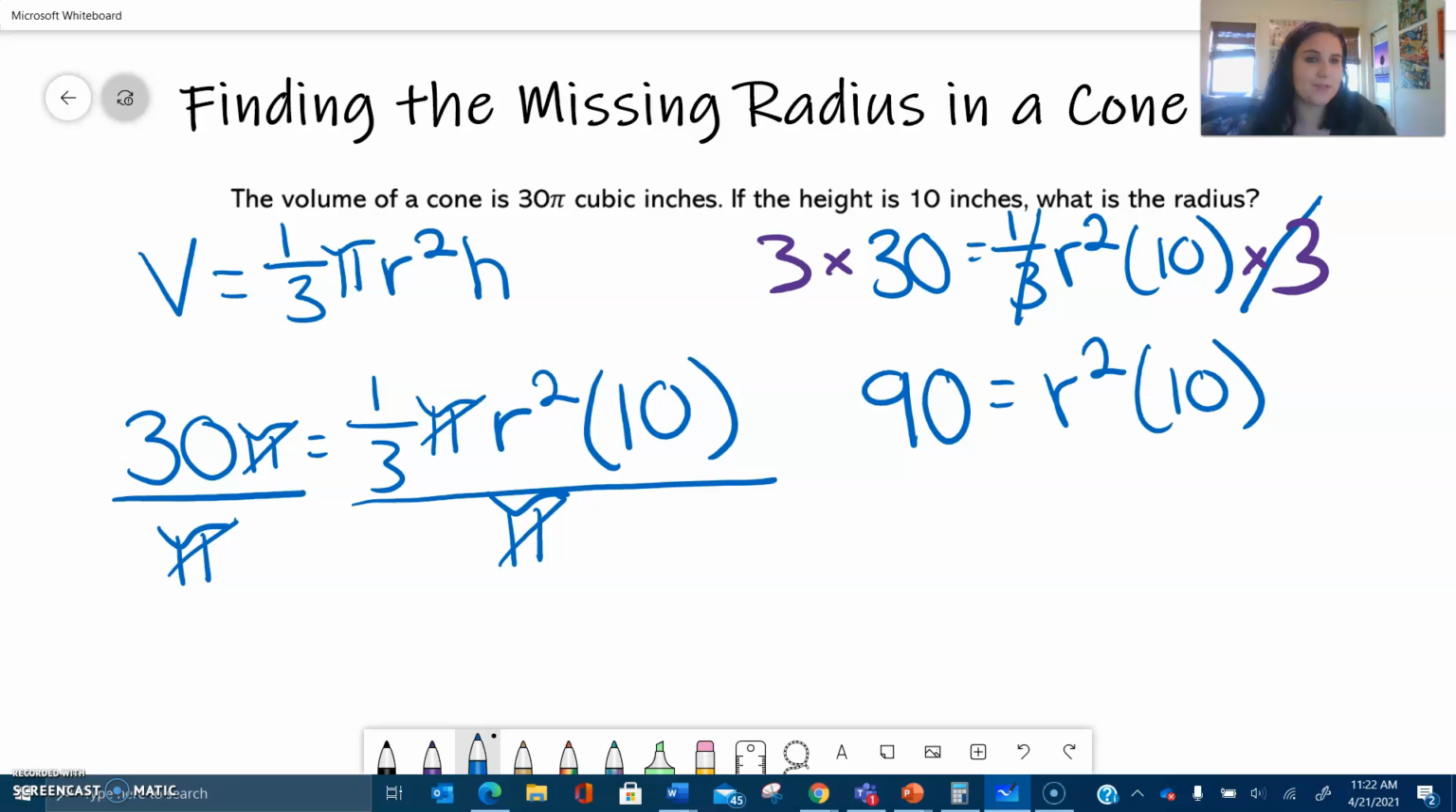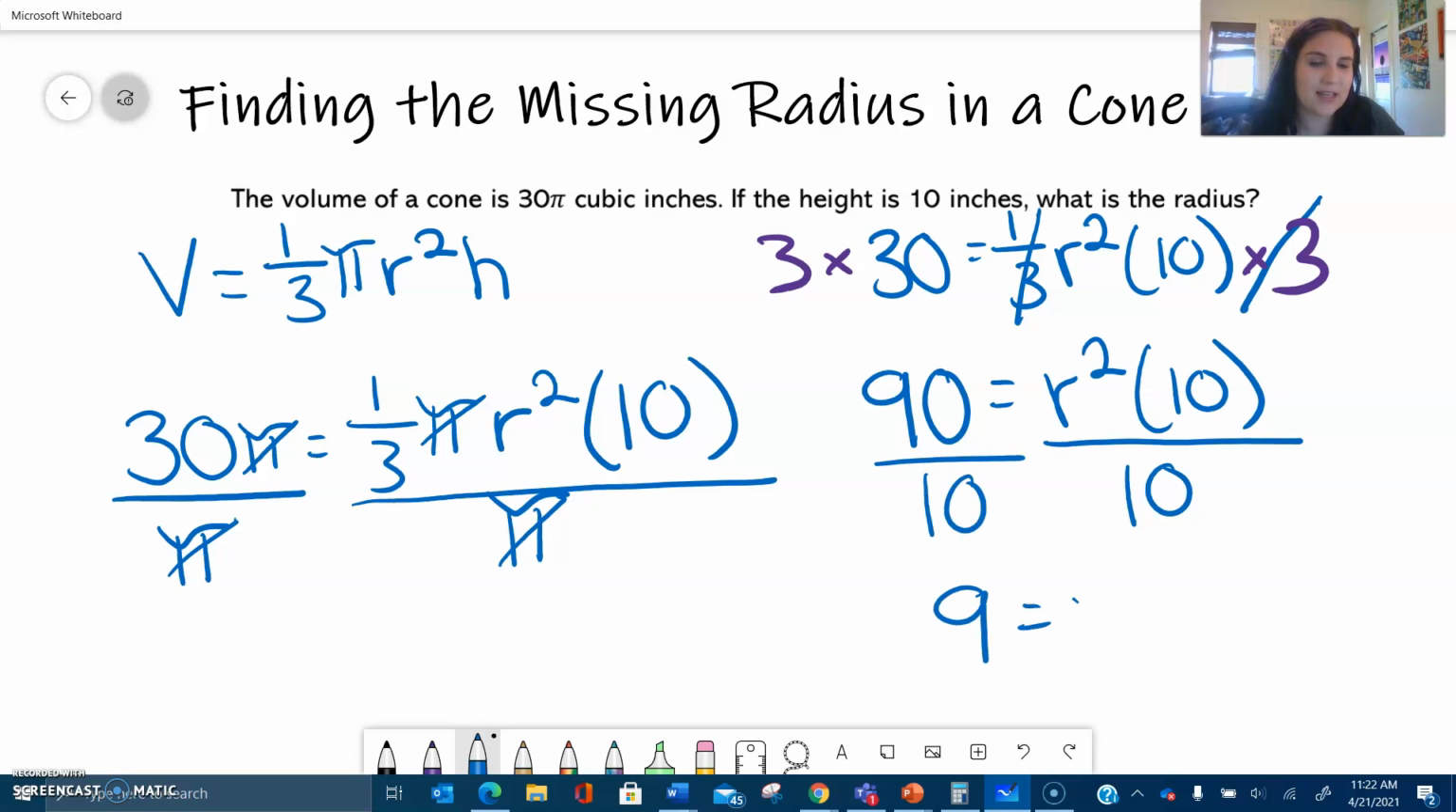Now let's use inverse operations to get rid of the 10. So divide both sides by 10, since division is the inverse of multiplication. Divide both sides by 10. And I'm left with 9 equals r squared.